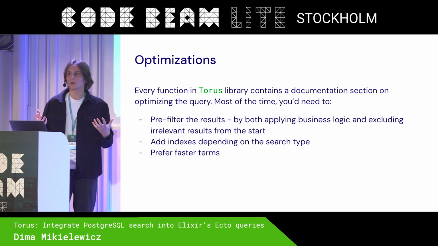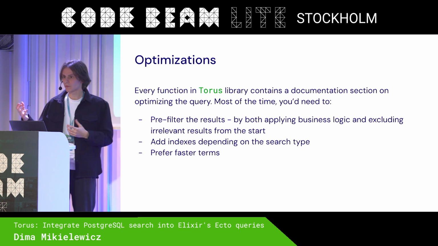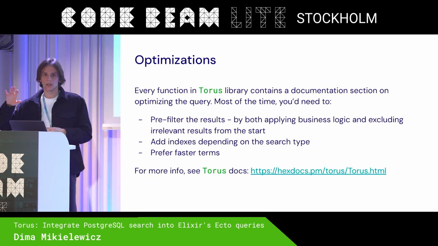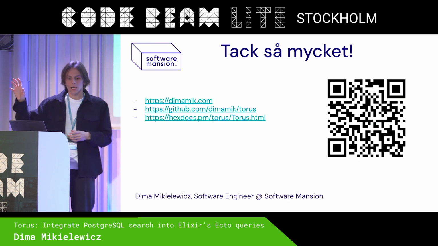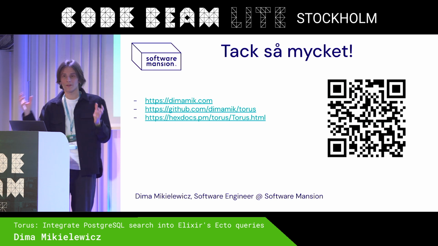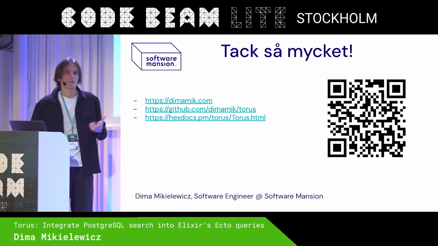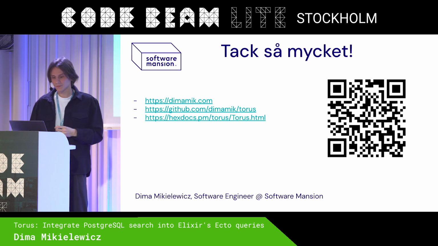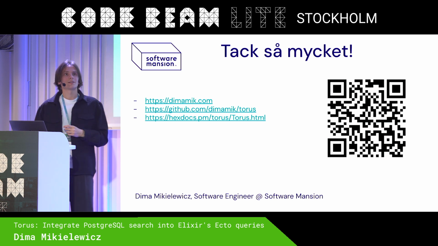And prefer faster terms. That might not be super obvious, but when you select a term, for example, for ILIKE search or some pattern matching, if you do prefix search instead of suffix search, prefix searches are faster because they can leverage GIN indexes. And you might want to prefer that. And again, everything is in the Torus documentation. And yeah, that's it for Torus.